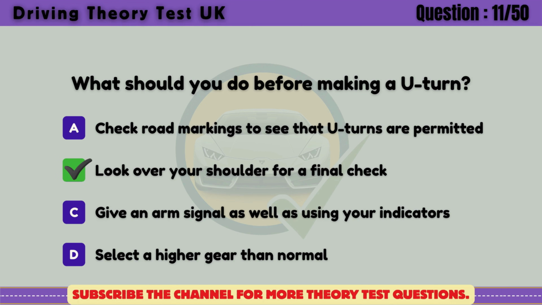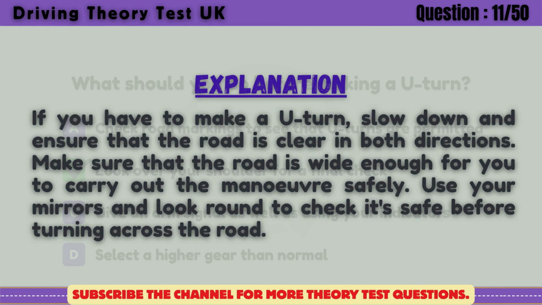Answer is B. Look over your shoulder for a final check. If you have to make a U-turn, slow down and ensure that the road is clear in both directions. Make sure that the road is wide enough for you to carry out the maneuver safely. Use your mirrors and look round to check it's safe before turning across the road.